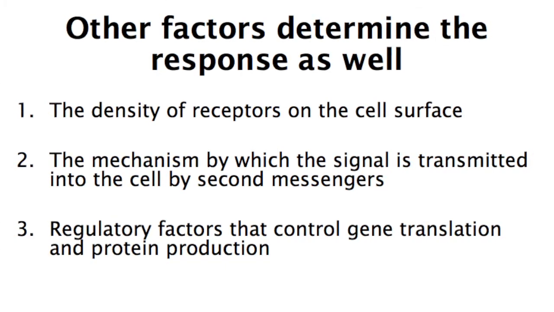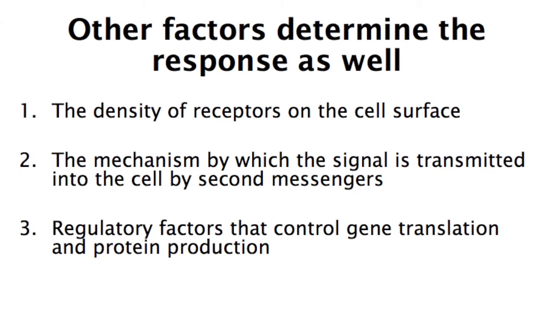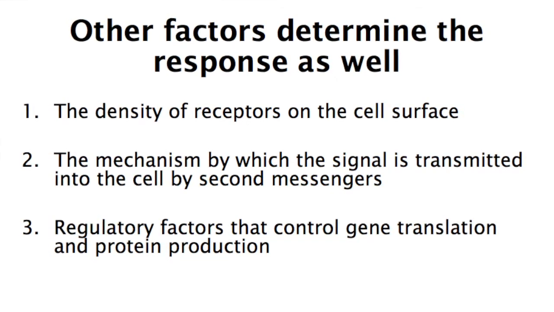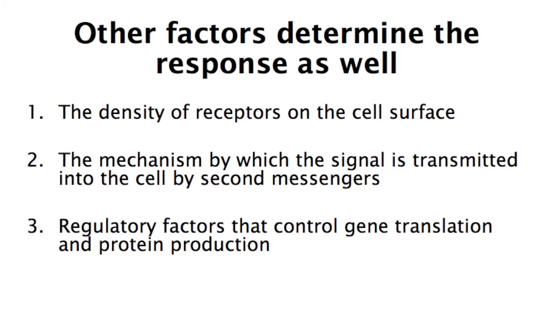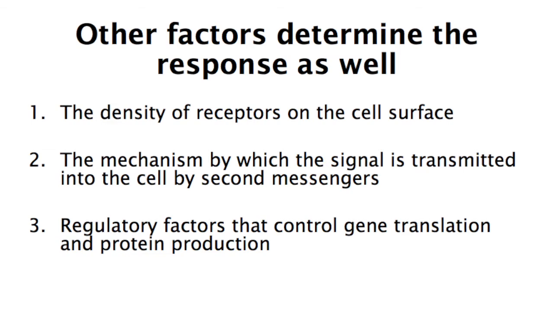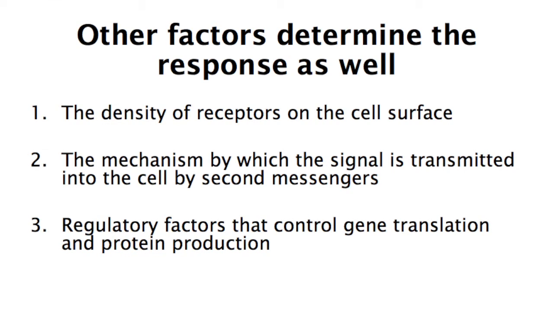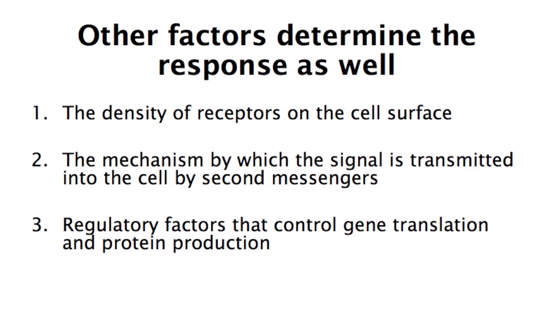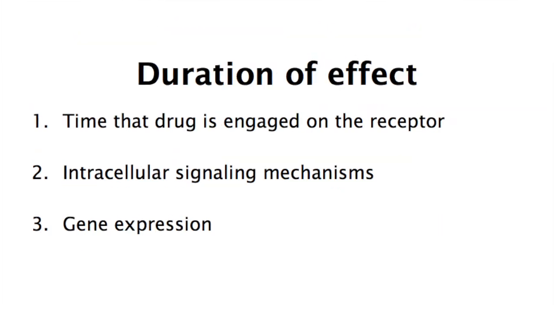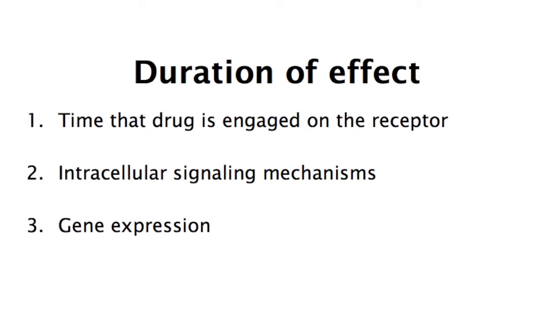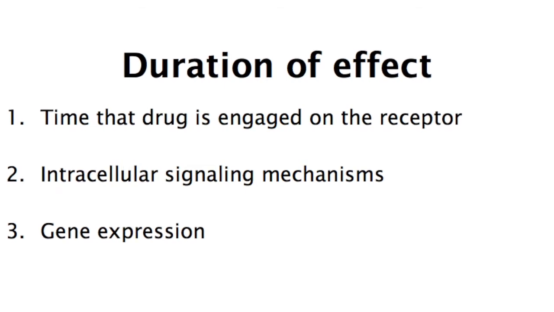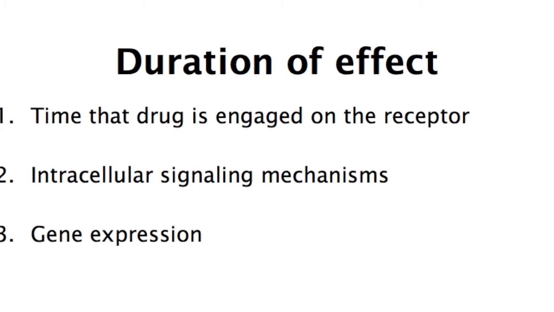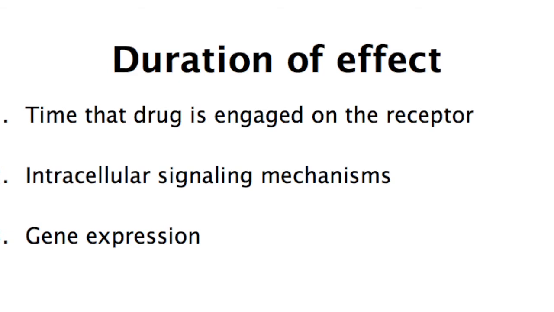Second, the mechanism by which the signal is transmitted into the cell by second messengers can serve either to amplify or limit the effect of the drug-receptor interaction. And finally, regulatory factors that control gene translation and protein production can either dampen or amplify a drug's effect. We also need to explain the duration of the effect, which may be due to the time that a drug remains engaged with the receptor, but can also be modulated by intracellular signaling mechanisms or gene expression.